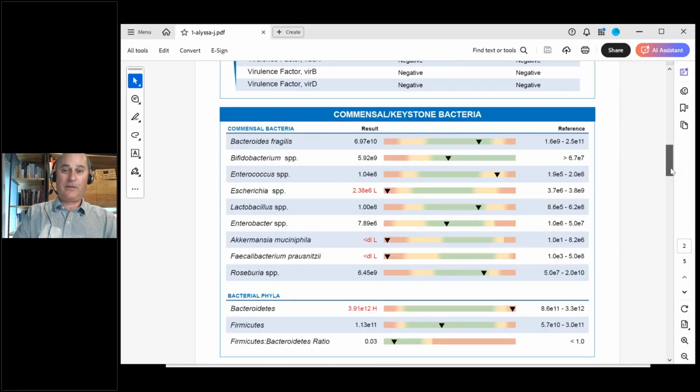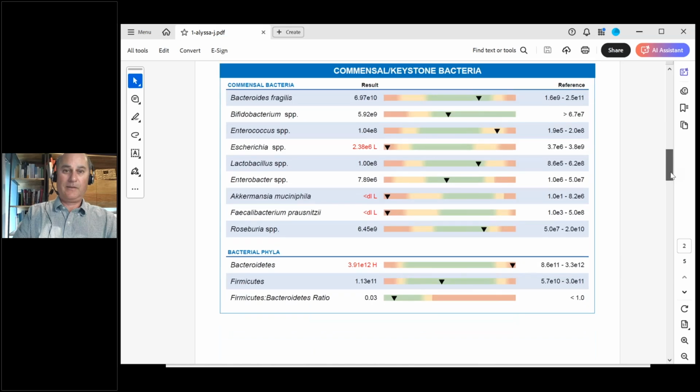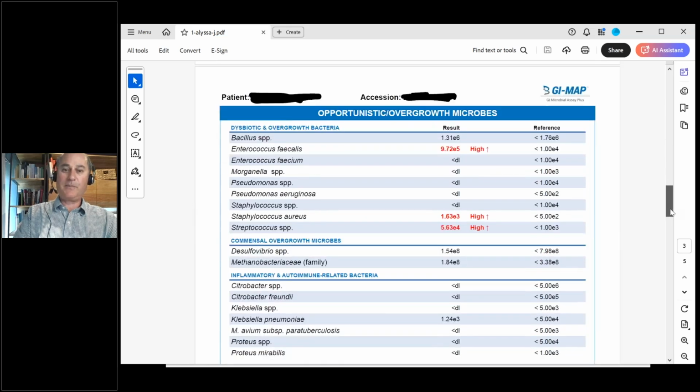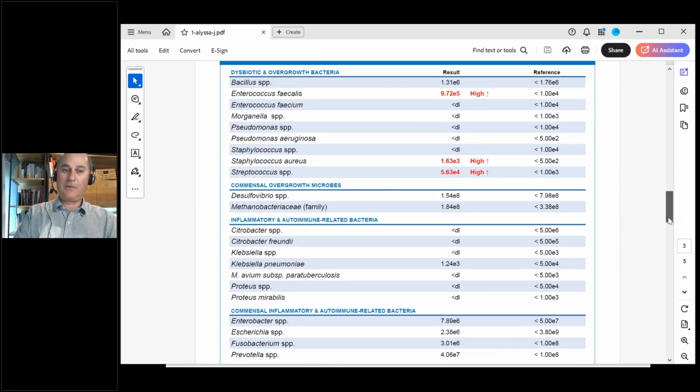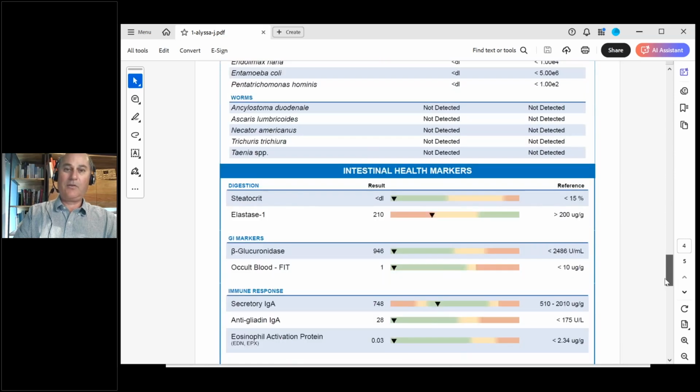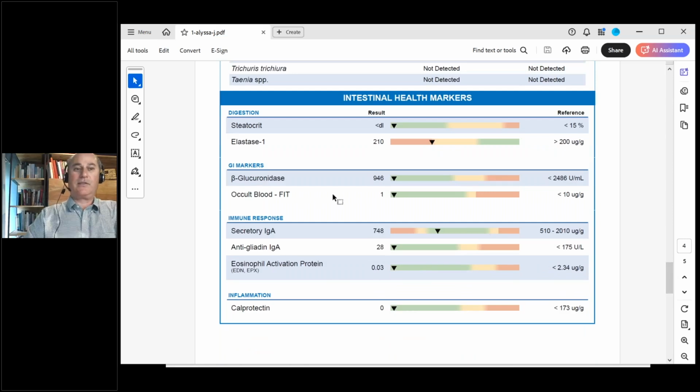Well, the patient has H. pylori, which is good. Let's see what else is going on. There's some dysbiosis, but not too bad. Three of the dysbiosis markers are high. And then a little bit going on the intestinal side. So elastase being low, meaning they need pancreatic enzymes. Sig-A is normal, which is good.